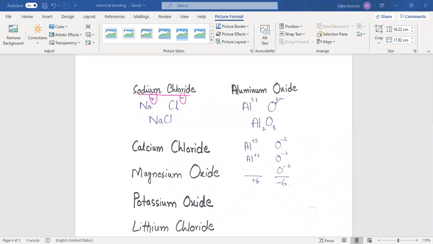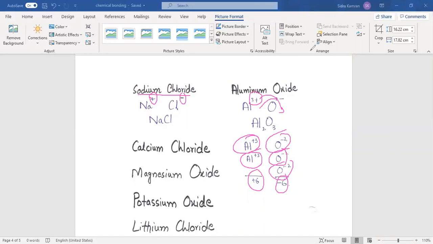Aluminium has 3 plus valency, oxide has -2. So how can you balance these ions? If you take 2 atoms of aluminium and 3 atoms of oxide, then you are able to balance the +3 and -3 charge on both. Or cross exchange the valency of oxide at the bottom of the aluminium and the valency of aluminium at the bottom of the oxygen. So in this way you can balance the valencies and write the chemical formula. Clear?